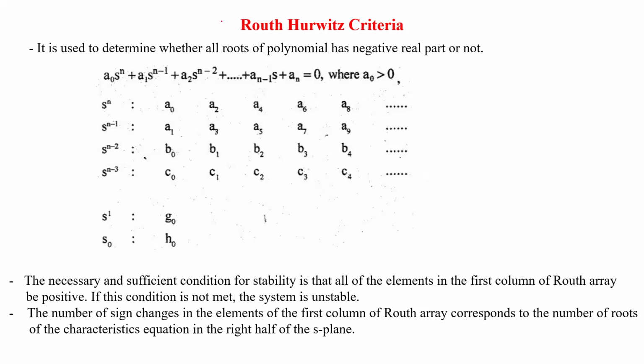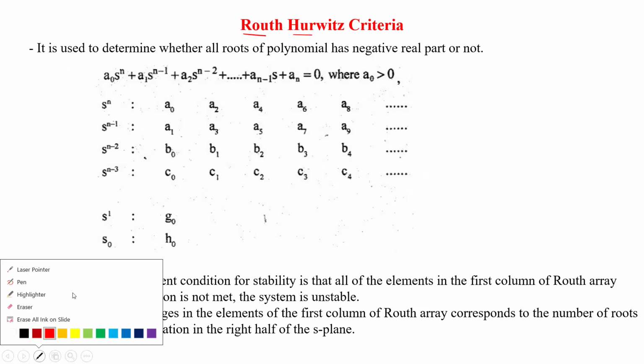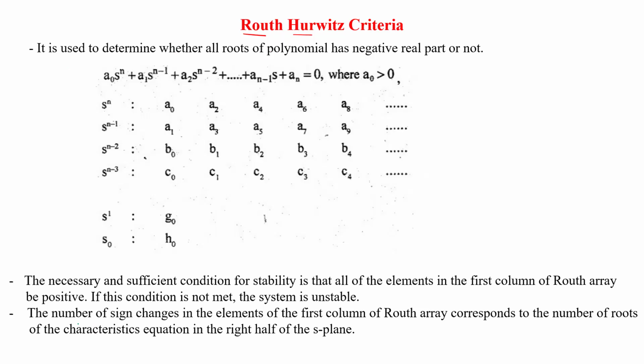So we have Routh and Hurwitz. These are two different persons. The criterion is used to determine whether all roots of the polynomial have negative real part or not. Before that, we have another lecture video, in which we explained stability on the basis of roots and coefficients. You can watch that as a continuation of this. If the roots have negative real part, the system is stable, since the roots lie on the left of the S plane.